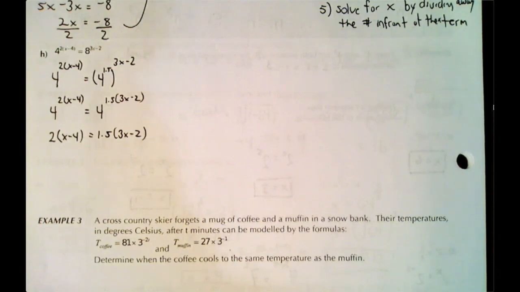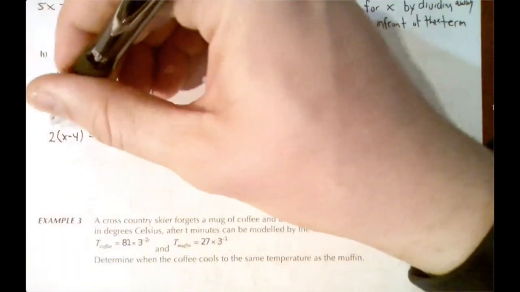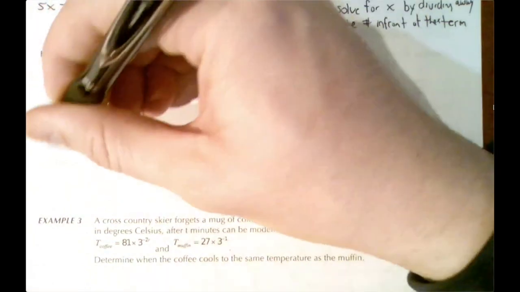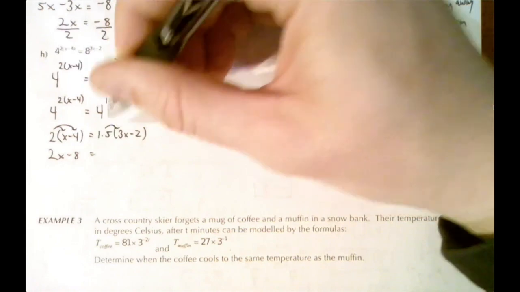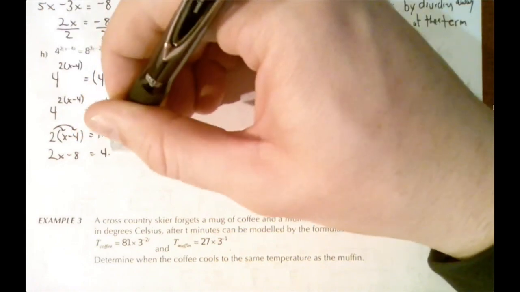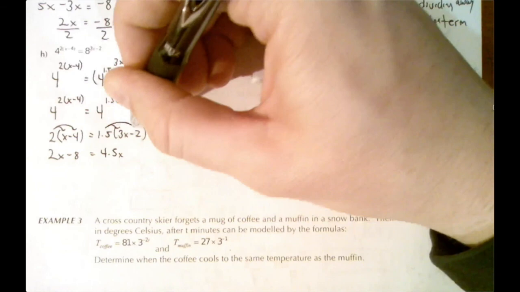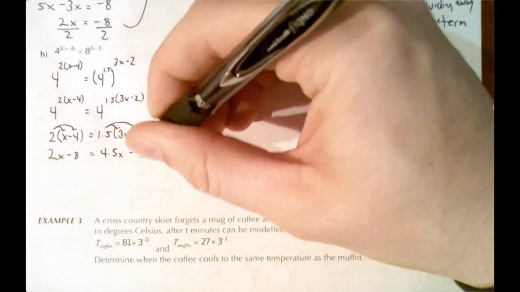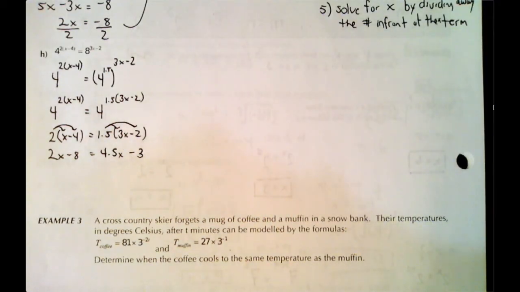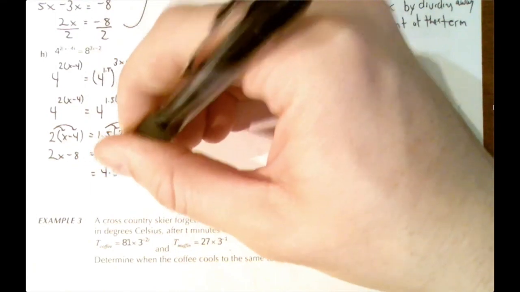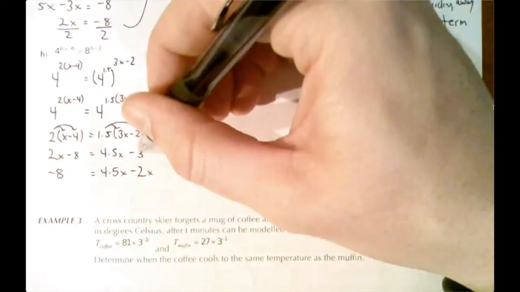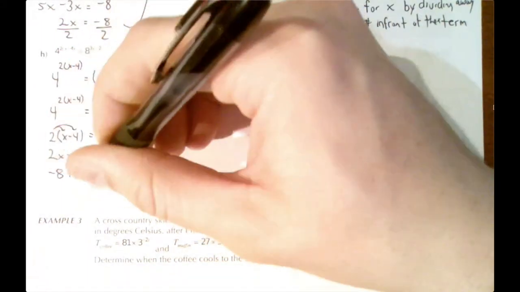Now, since we got brackets, we have to do a little distributive property. 2 times x and 2 times 4, 2x minus 8, and 1.5 times 3x is 4.5x, and 1.5 times negative 2 is negative 3. Collect our like terms. I'm going to move the 2x over, so we have 4.5x minus 2x. Negative 8, bring the 3 over, plus 3.